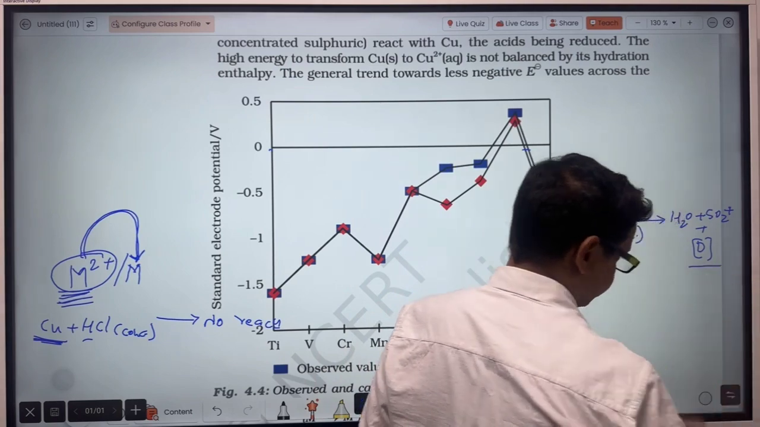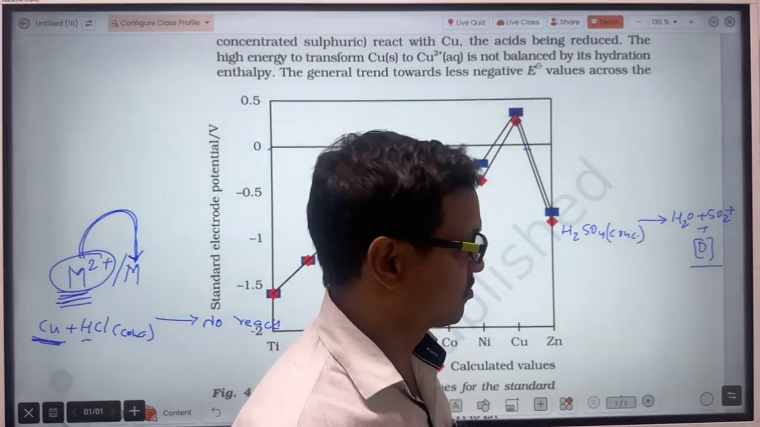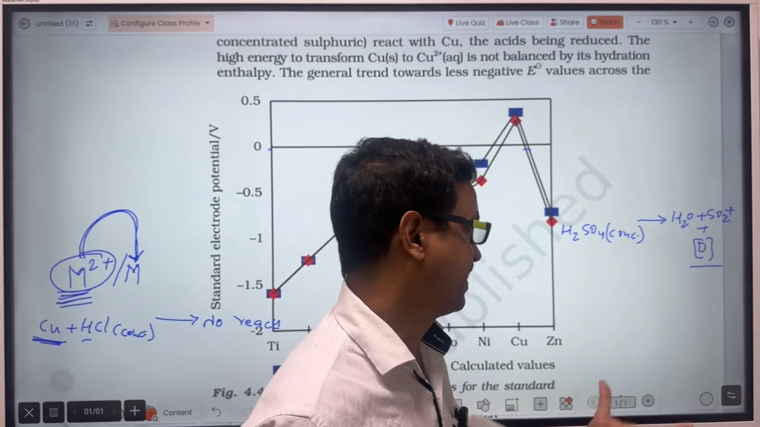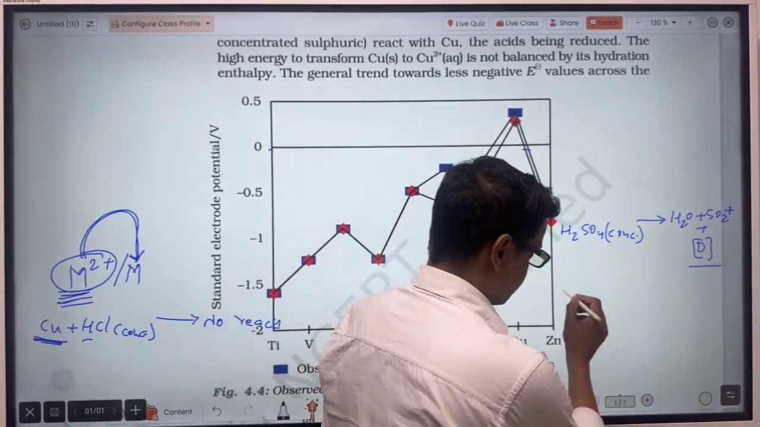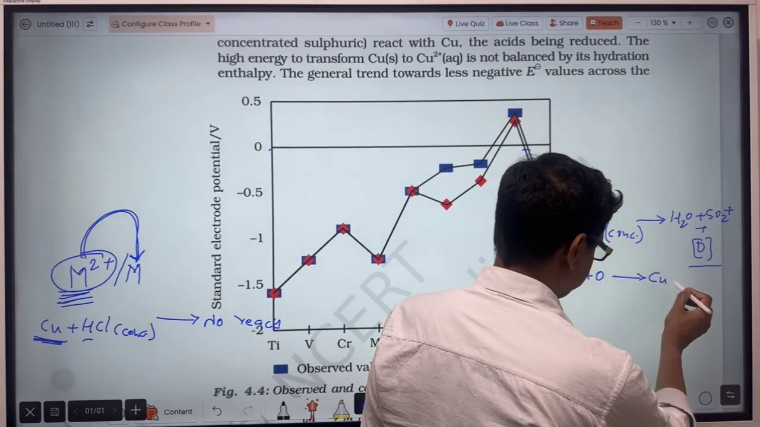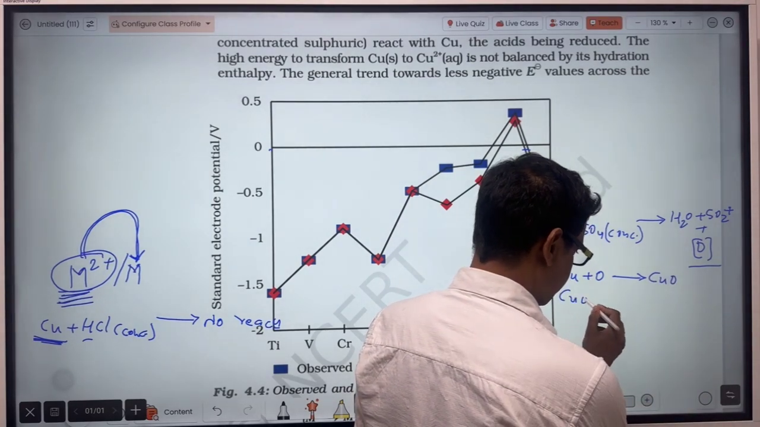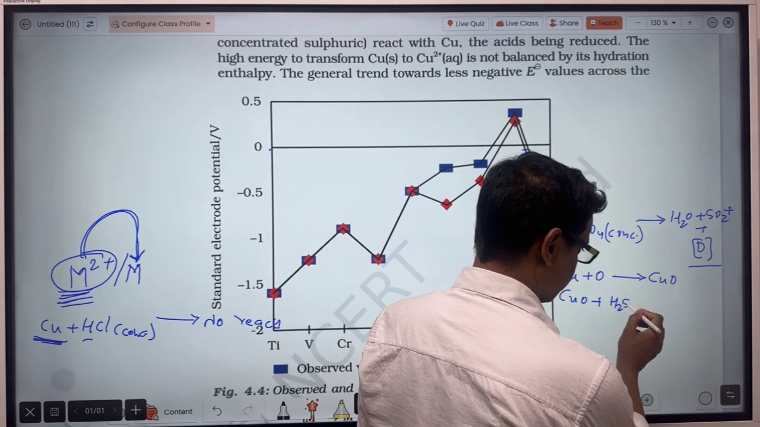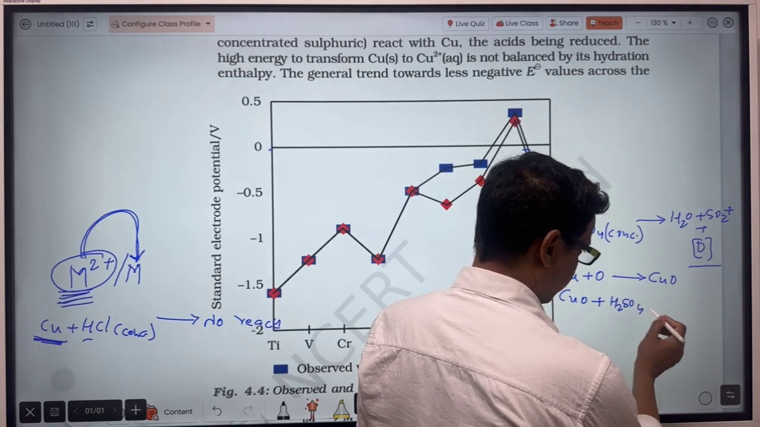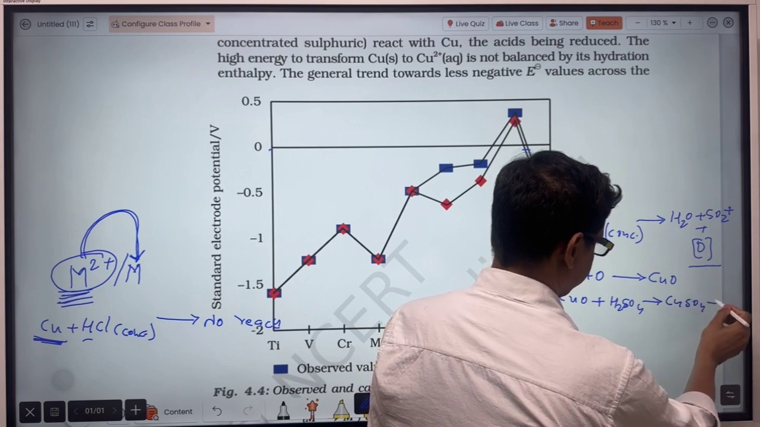The reactivity of this nascent oxygen is very high. So this nascent oxygen combines with copper and forms CuO. Then this CuO reacts with H2SO4 and forms CuSO4 and H2O.